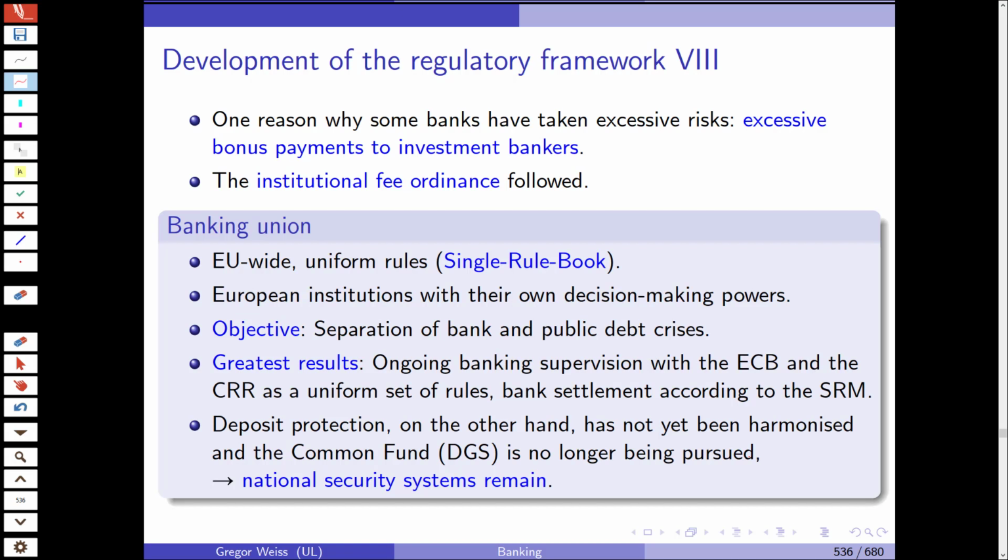First of all, EU-wide uniform rules, and we call this the single rule book, meaning that we have uniform regulation within the European Union. Second, we have European institutions with their own decision-making powers. European Central Bank. Does anyone know which EU organization is responsible for insurance companies?